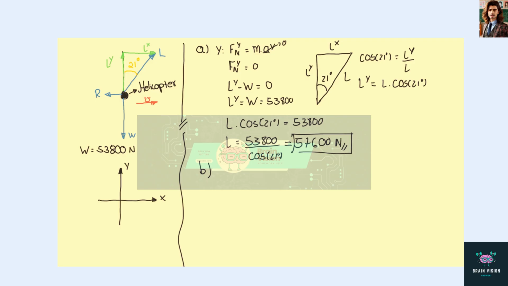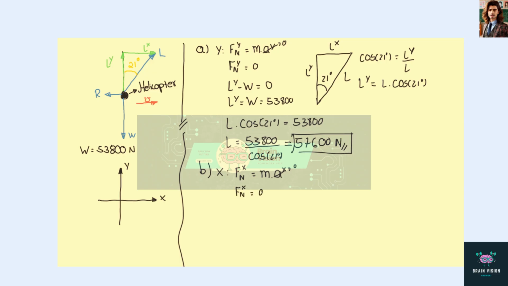Now, to determine the magnitude of the resistance force, we have to apply Newton's second law on the horizontal axis. So on the horizontal axis, Newton's second law tells us that the net force in that direction is equal to the mass of the helicopter times the acceleration of the helicopter on the horizontal direction. Now, the helicopter is moving on the horizontal, but it's moving with a constant velocity. Therefore, the acceleration is equal to 0 in that direction too. Then, the net force in the x direction is equal to 0.